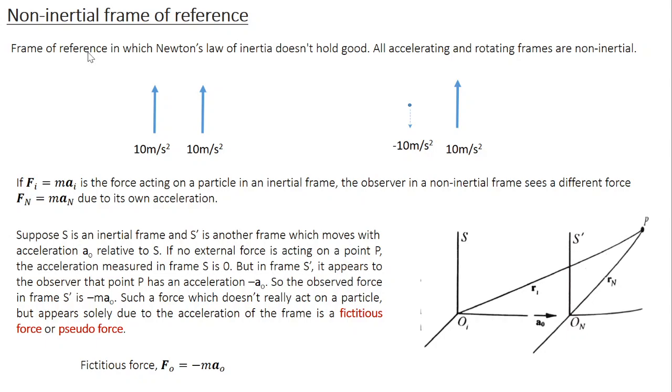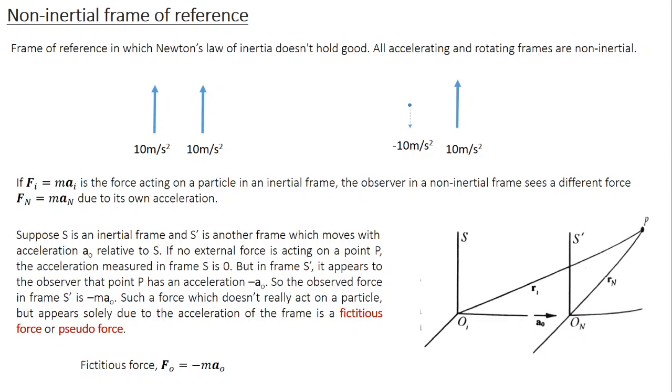Moving on to non-inertial frame of reference. These are frames in which Newton's law of inertia doesn't hold good. All accelerating and rotating frames are non-inertial. Let's first try to understand what's the problem if the frame starts to accelerate. Imagine that you have an object, a force is acting on the object so that it moves in the upward direction with an acceleration 10 meters per second squared.